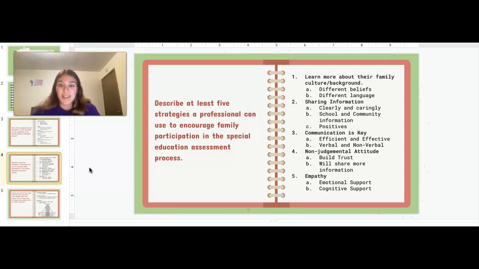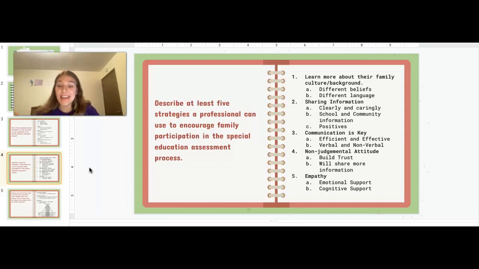If you are judging them, or giving them attitude, then that is not building trust, and they're not going to want to share information about their child with you, and they will not trust you to help their child with their academic success. If you build that trust, then parents will share more important information about their child that could be very beneficial to you. And then 5, empathy.